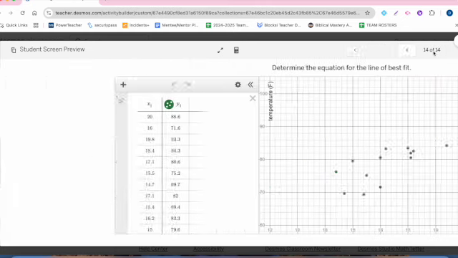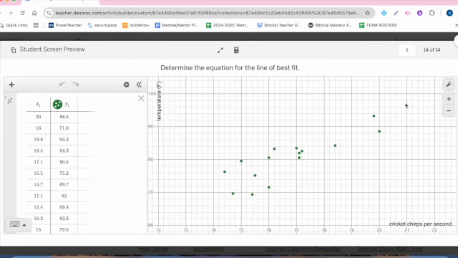Let's do one last example. Probably the least interesting example yet, but there is a correlation between how fast crickets chirp and the temperature outside. It looks like it's a positive correlation, which would mean that the faster they're chirping, the hotter it is outside, which I guess makes sense.